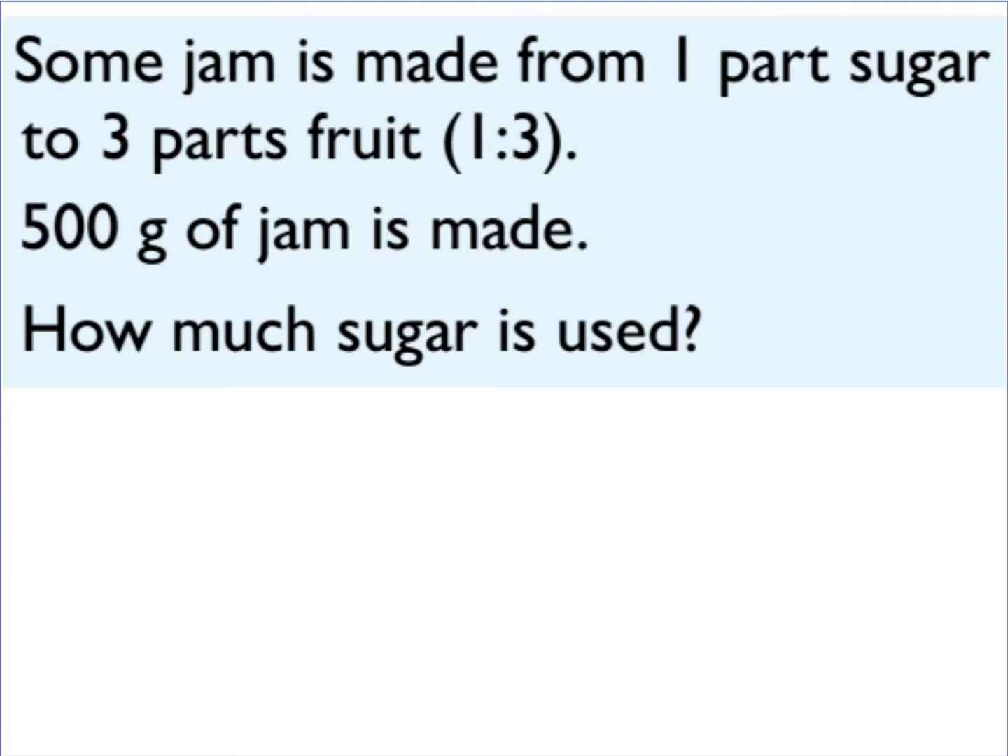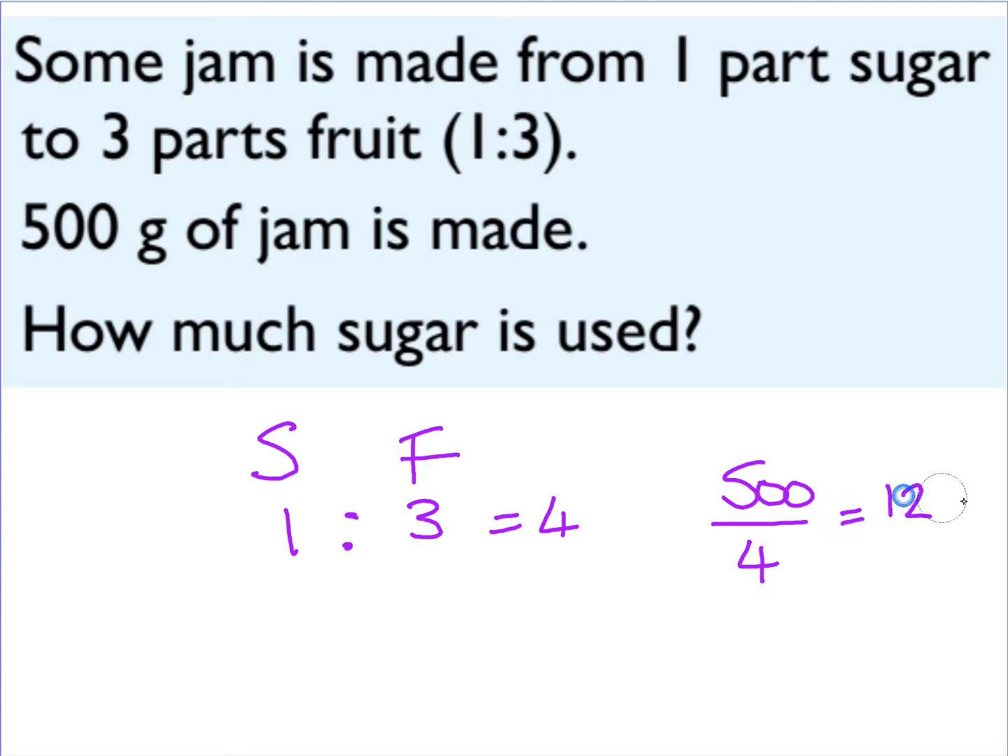Okay, here's an exam style question for you to have a go at, where some jam is made from 1 part sugar to 3 parts fruit. So we have sugar and fruit. The ratio 1 to 3 as it's written. Sugar, fruit. And then we've got 500 grams of jam to be made. So the total 500 isn't all sugar or fruit, it's a total. And when we have total questions, we need our total number of parts. So 500 divided by 4 is 125. This is our scale. And we take our scale and we go back and we multiply each side of our ratio by that scale.